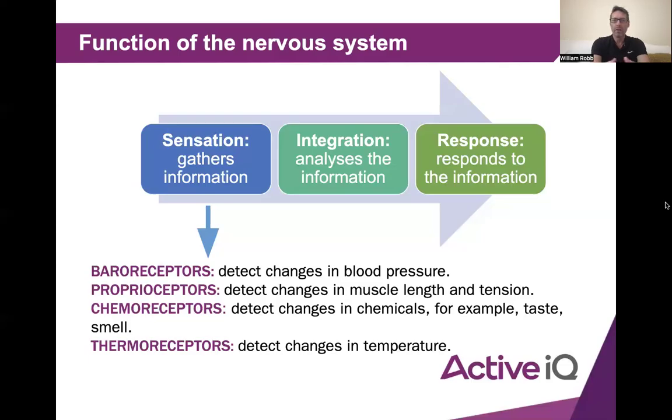The chemoreceptors detect changes in chemicals, for example, taste and smell. So if you've ever had the flu, or a nose that is bunged up, your sense of smell goes. So it's the chemoreceptors that will pick up those changes. And then lastly, thermoreceptors will pick up changes in temperature. So if you're doing the warm-up exercises, as your body is generating more heat, your thermoreceptors will pick up on the new body temperature.